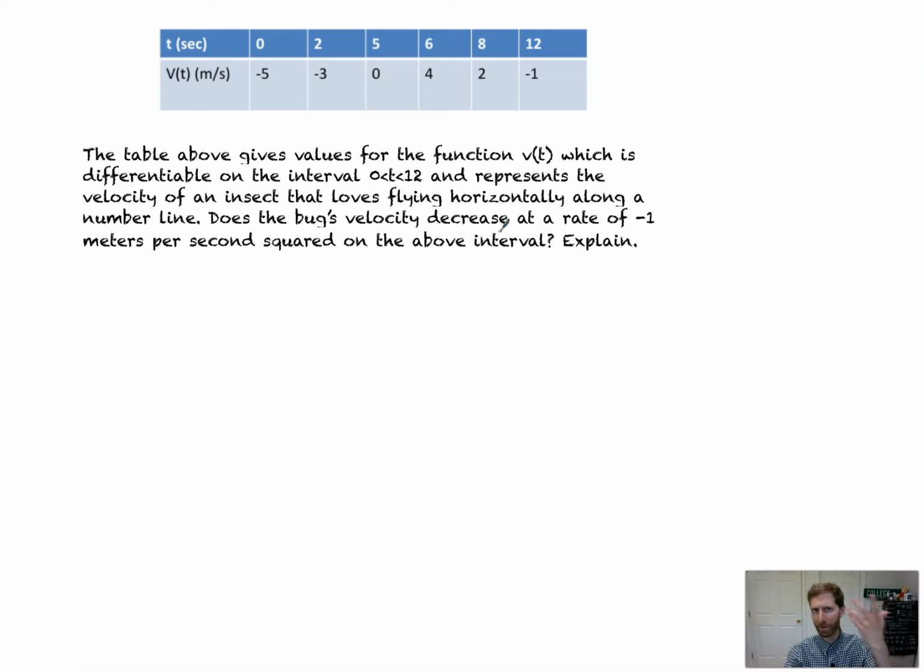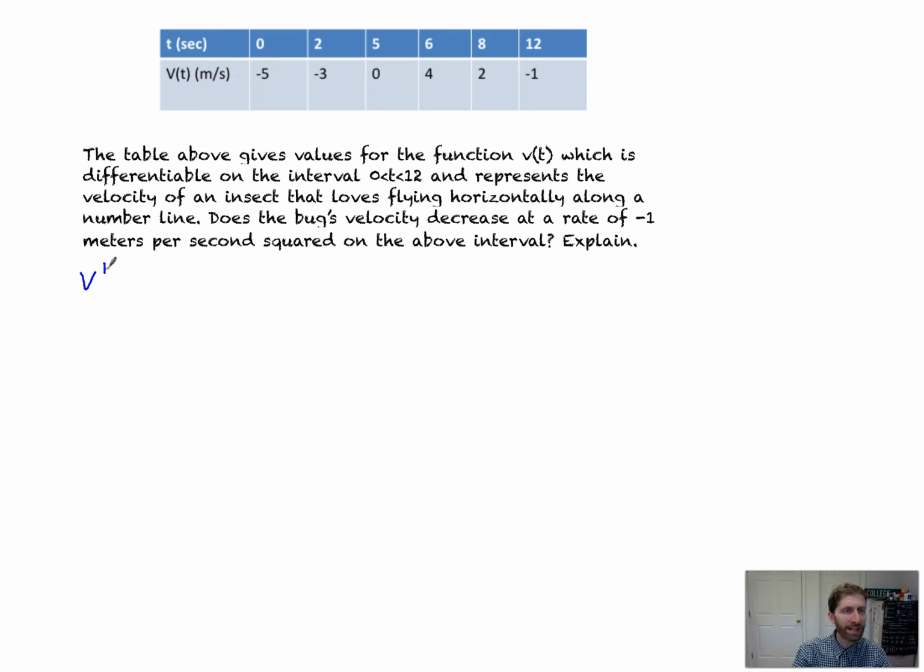Okay, only that would come from this brain. Does the bug's velocity decrease at a rate of -1 meters per second squared on the above interval? Explain. To talk about if the velocity is decreasing, you're saying how is the velocity changing, the rate of velocity? So remember, we've got position, velocity, and acceleration. The acceleration is what we're actually looking for, the rate at which velocity is changing.